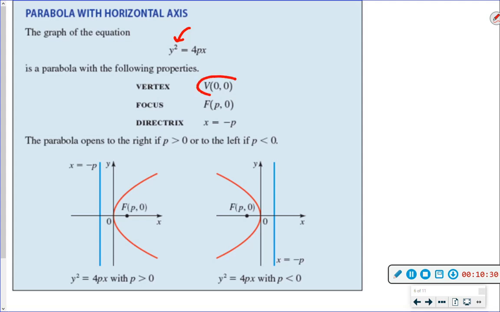Vertex is still at the origin. Same thing. P, same calculations. You're going to have the 4P in it. Distance from the vertex to the focus. Vertex to the directrix. It's the same thing. Common sense. Right if P is positive, left if P is negative. Common sense, same stuff, just left and right. So you have to really keep straight in your head: x squared is your vertical, y squared is the horizontal. It's kind of twisted or backwards, so to speak.